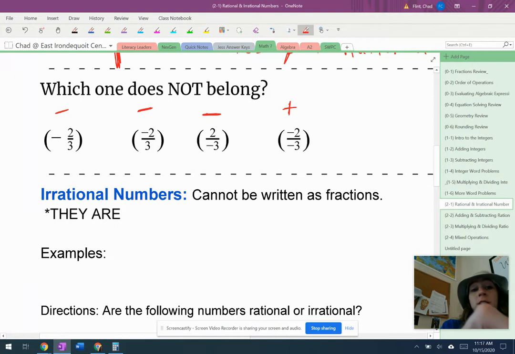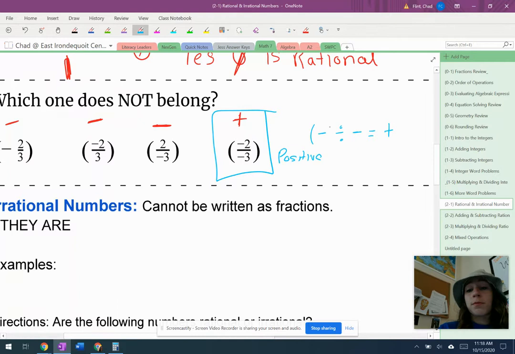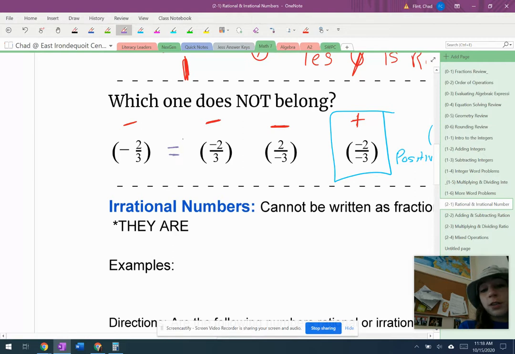So which one doesn't belong? That would be this one. This one is a positive because negative divided by negative is a positive answer. Whereas those other 3 options are all negative values. They're all the same. Negative 2/3 is still equal to negative 2 over 3, which is still equal to negative 3 with the 2 on the top.